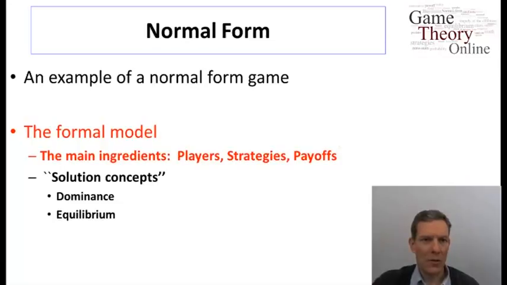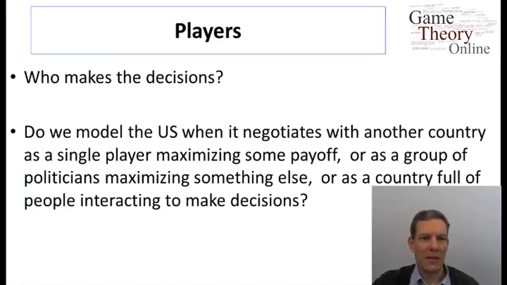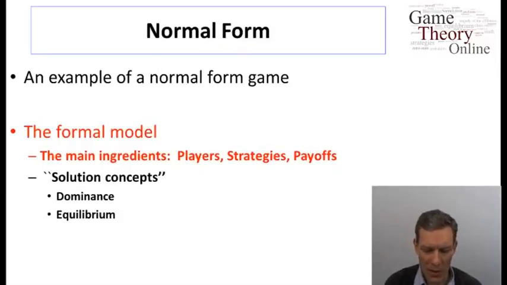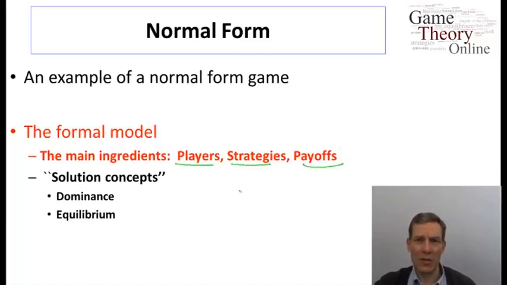So in terms of representing a game, there's basically three main ingredients here. So we have players, strategies, and payoffs. And let's take those each in turn. In particular, we'll start with players.